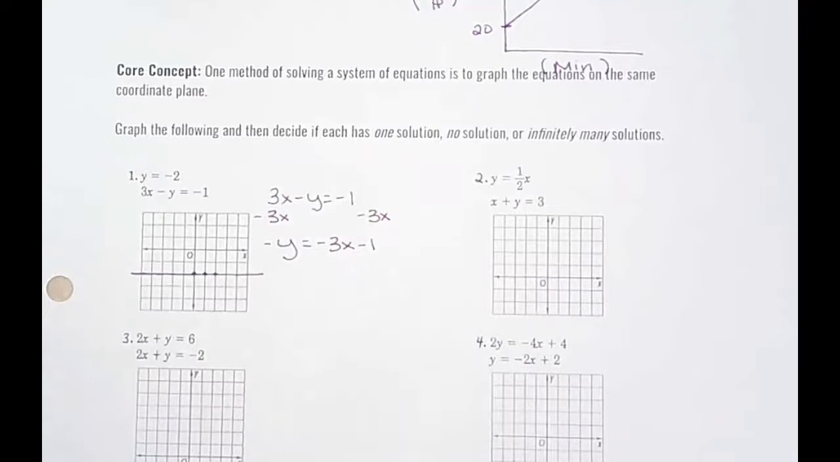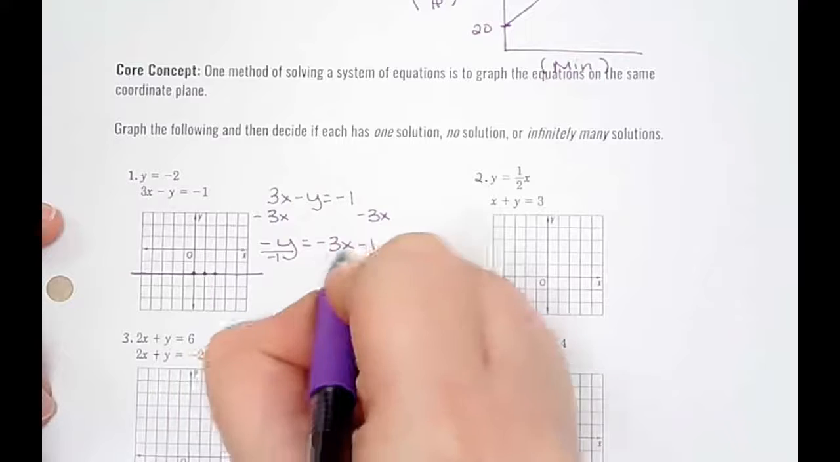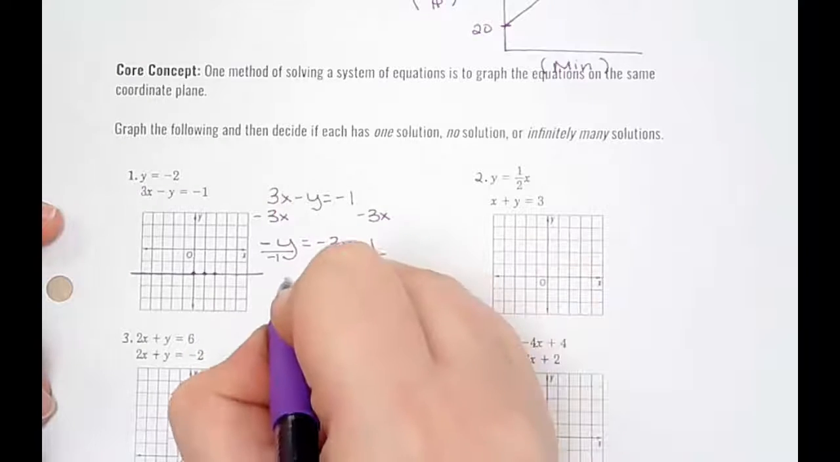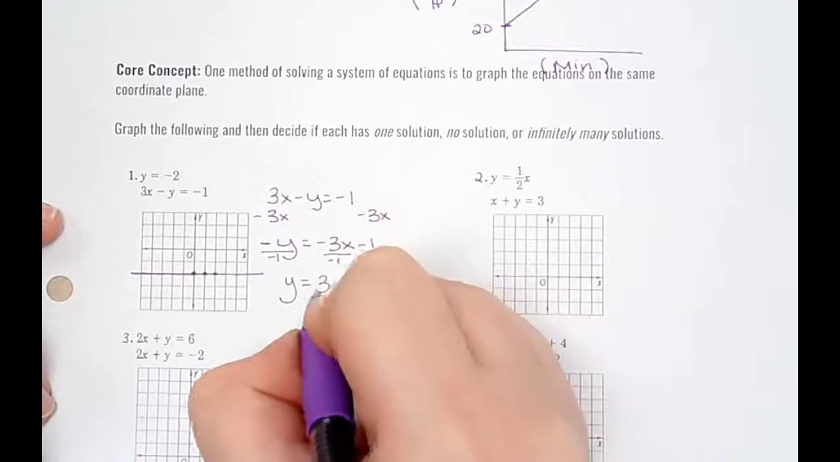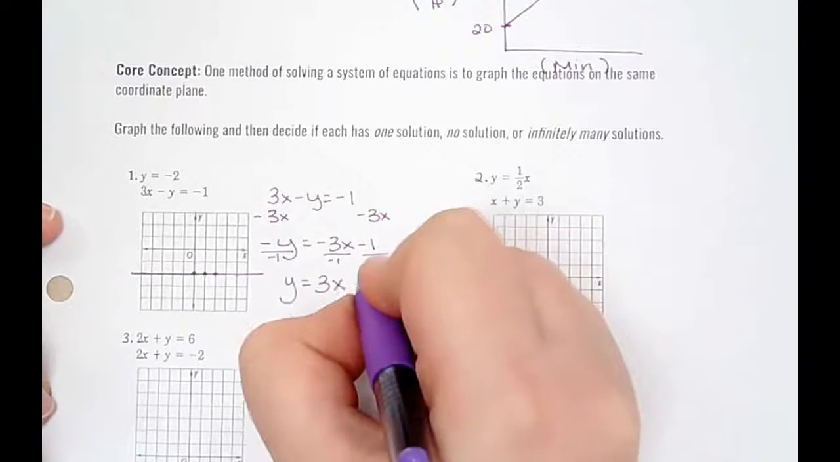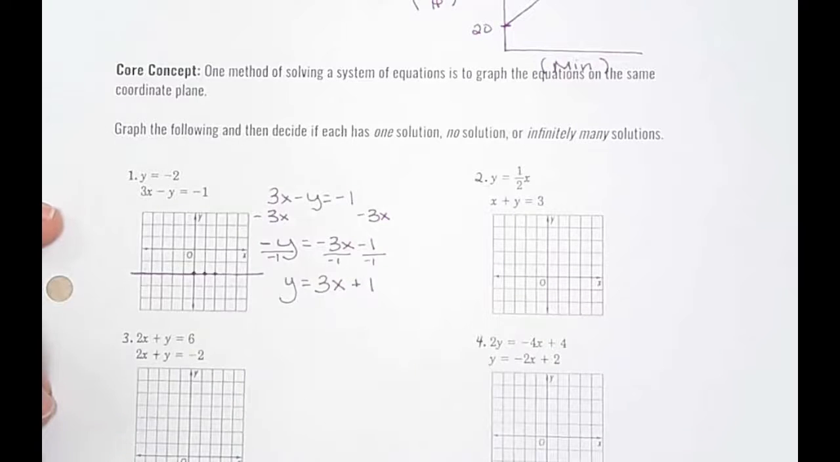Now that 3x isn't attached, but there's still a pesky -1 out in front. So we're going to divide everything by -1, both of these terms. When I do that, I get y equals -3 over -1 is just +3, -1 over -1 is just +1. And then we graph it.